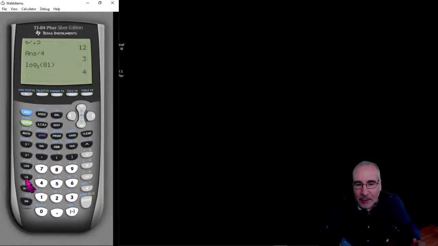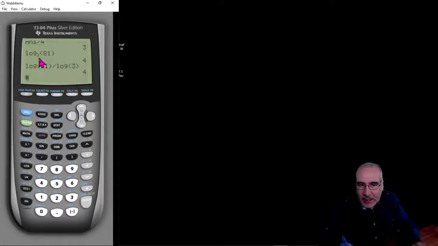The other way you can do it is with change of base. This is log base 10, actually, because there's nothing there. We do log of 81 divided by log of 3. This is a change of base: I'm now using base 10 to calculate a log base 3. Notice I get the same answer.